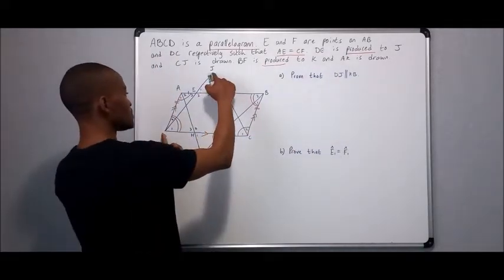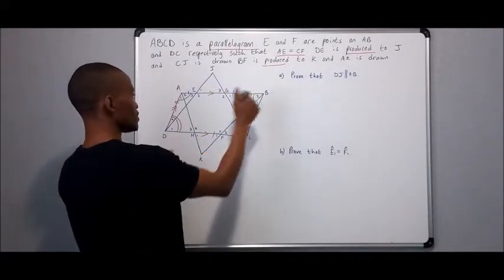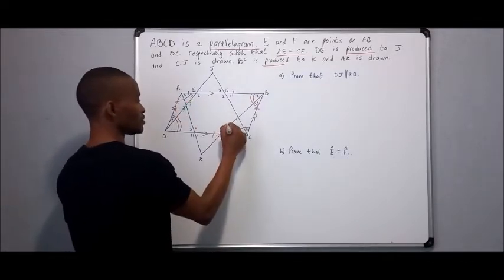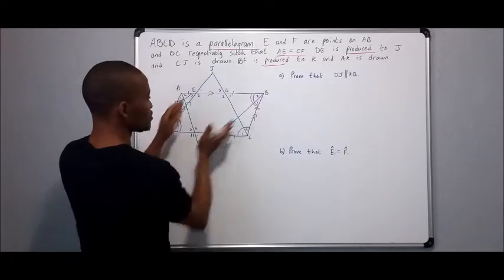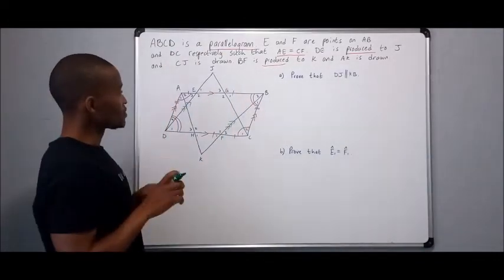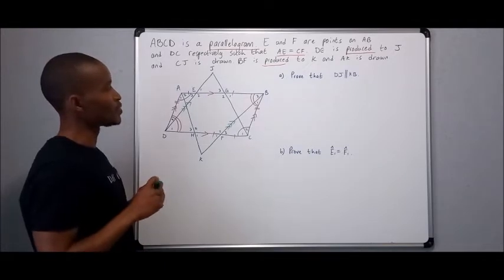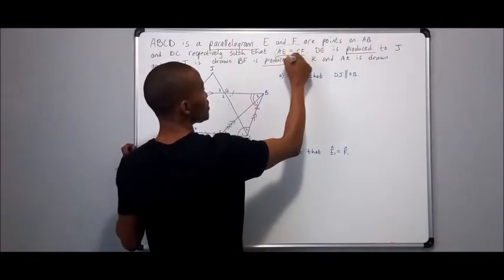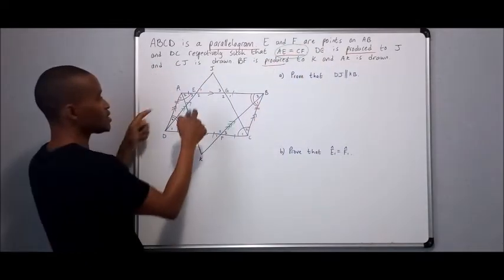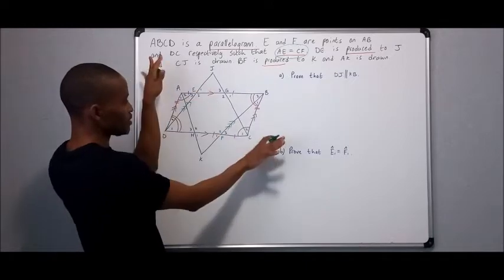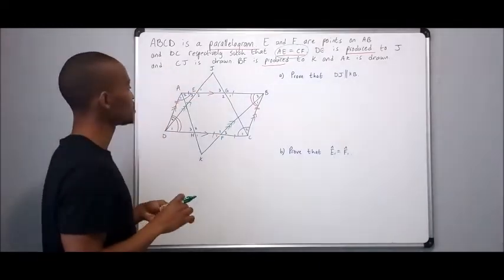So DJ is this line, KB is that one. So we want to prove that these two lines are parallel. Okay, so what would be the best approach here? We have this condition, AE is equal to CF, AE equal to CF, but they are very far apart, they're split.